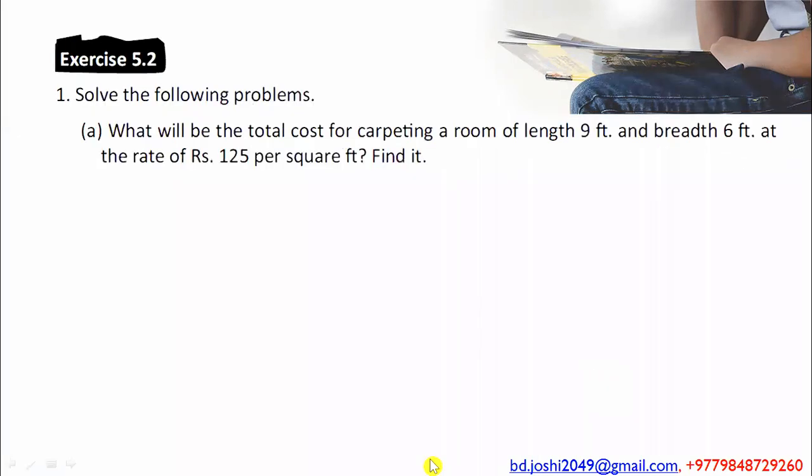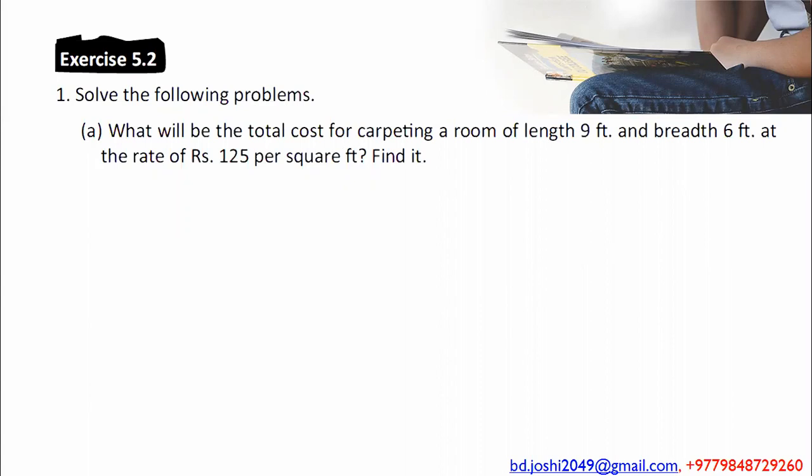So all of you look at exercise 5.2, question number 1 from your book. Solve the following problems. First question is, what will be the total cost for carpeting of a room of length 9 feet and breadth 6 feet at the rate of rupees 125 per square feet? Find it. This is a very simple question.